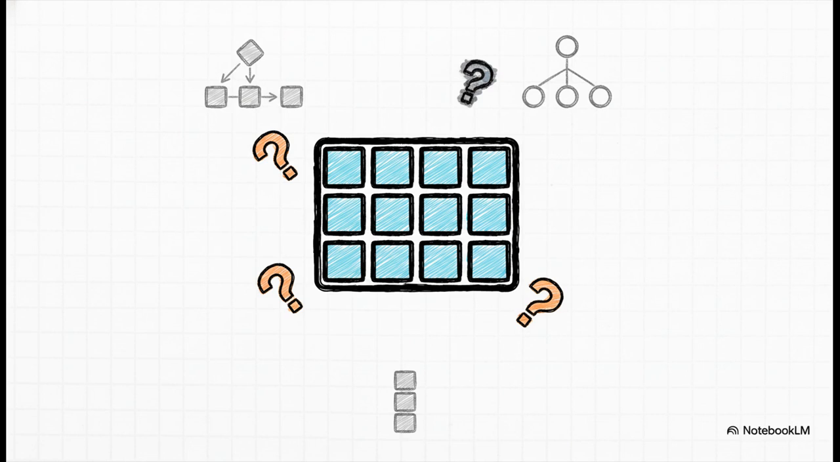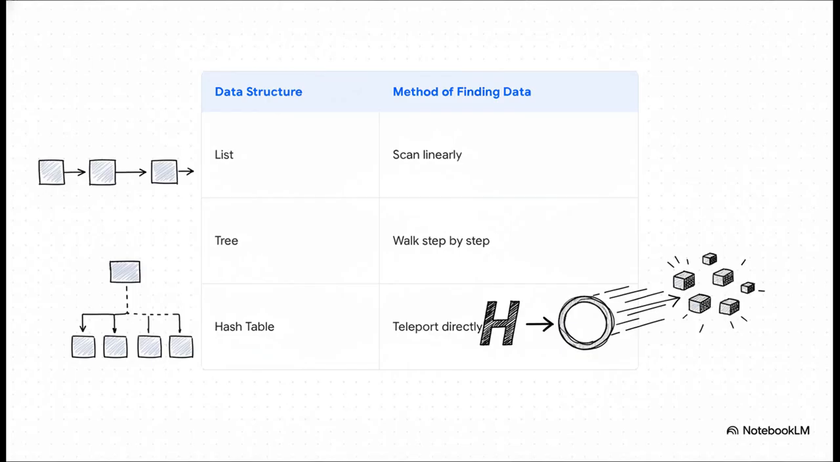So to really drive home just how mind-blowingly fast this is, let's put it all in perspective. How does finding data with a hash table stack up against, say, finding something in a plain old list? If you're looking for something in a list, you have to go one by one, checking every single item until you find it. In a more complex structure like a tree, you have to walk down different branches. But with a hash table, nope. You don't walk, you don't scan, you calculate the hash, and you literally teleport straight to the data. It's a fundamentally different game.